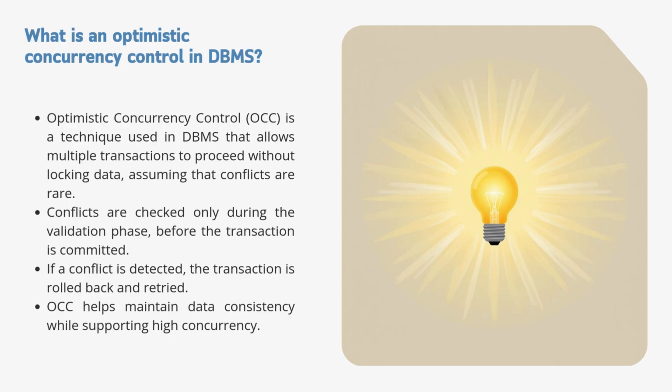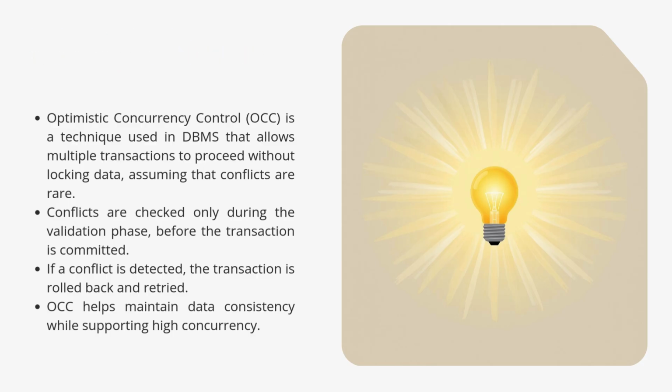Optimistic concurrency control (OCC) is a technique that allows multiple transactions to run at the same time without using locks. Instead of locking other transactions, the system assumes that conflict will be rare. Because of this optimistic assumption, all transactions are allowed to work freely. However, before a transaction commits, the system will run a validation phase. If the data has changed and a conflict is detected, the transaction is rolled back and retried. OCC helps maintain data consistency while supporting high concurrency.